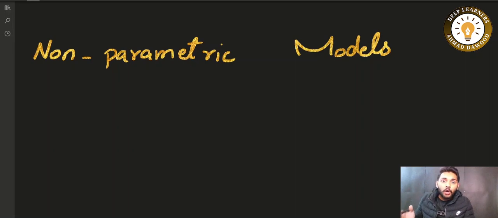Also, we will discuss how decision trees are a non-parametric model and what their strengths and weaknesses are. What are the challenges we usually face in decision trees and how we usually overcome these challenges. Okay, and this is all about the overview of that module. And in the next session, we will start our module on non-parametric models.